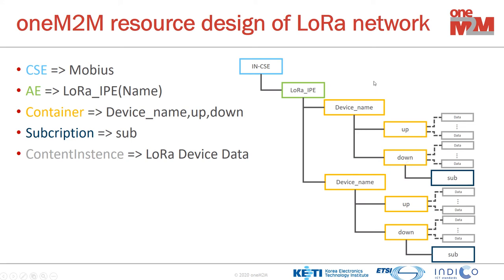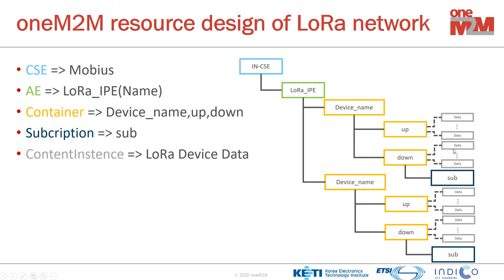When your device sends any uplink messages to the LoRaWAN server, we will get them from the LoRaWAN server and create new content instances in this uplink container resource. And when there is a downlink from the oneM2M application side down to the LoRa devices, we will create the new content instance as the actuation messages.